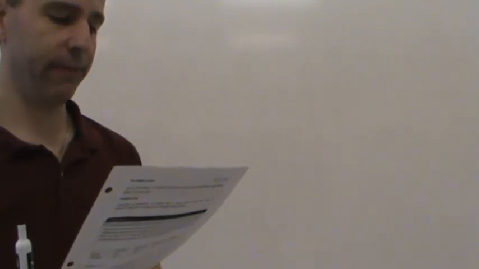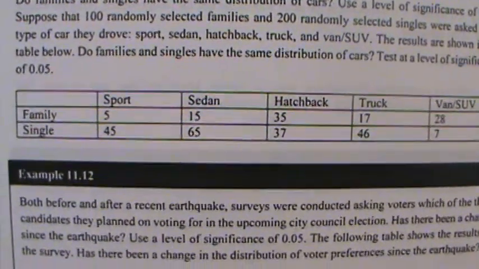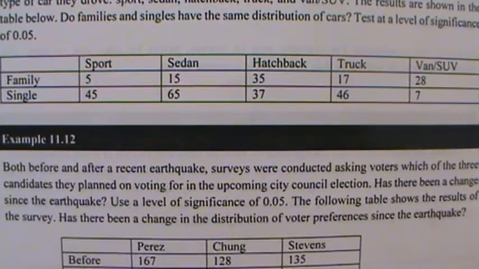So it says use level of significance 0.05. Suppose that 100 randomly selected families and 200 randomly selected singles were asked what type of car they drove. The results are in the table below. Do families and singles have the same distribution of cars? Test at a level of significance of 0.05. Okay, so there's the data.